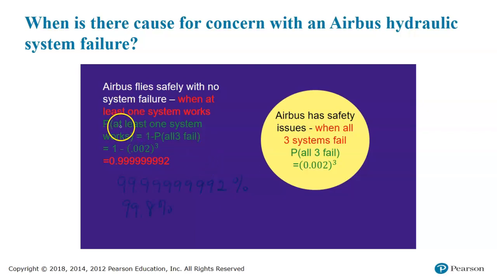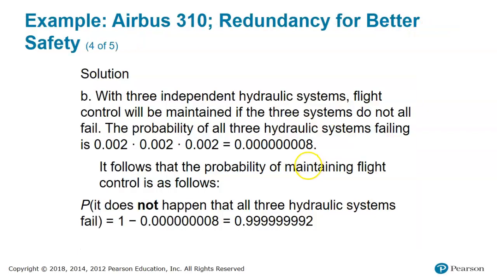So again, we want to find the probability of at least one system working. That's the complement to the probability that they all fail, because the only scenario that causes problems is if they all 3 fail. Okay, and so this is just kind of working this out.